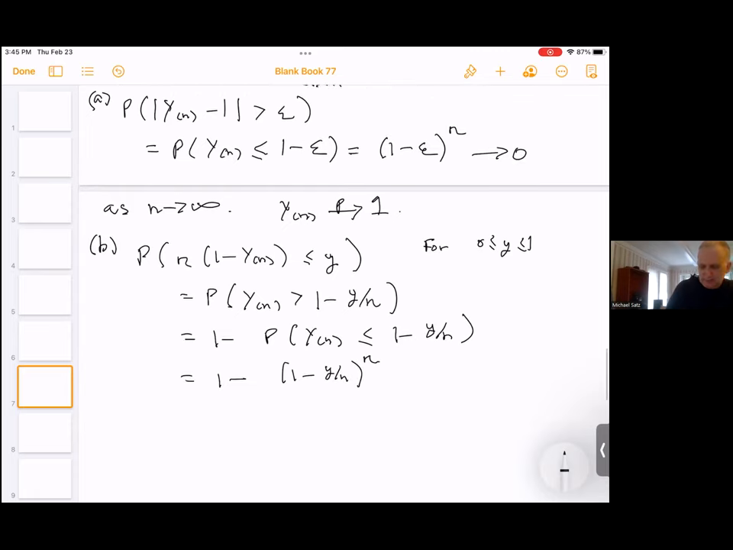And what is this limit? Do you know this limit? This is e to the minus y, right? E to the minus y. As n goes to infinity, you basically get an indeterminate form, 1 to the infinity. But the 1 is being approached from below, and the limit is e to the minus y. Okay.